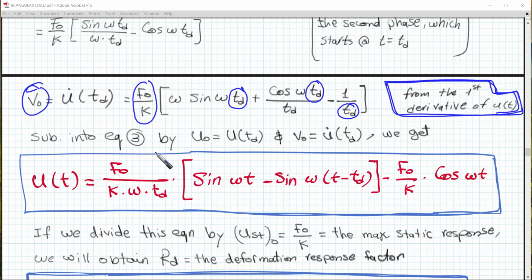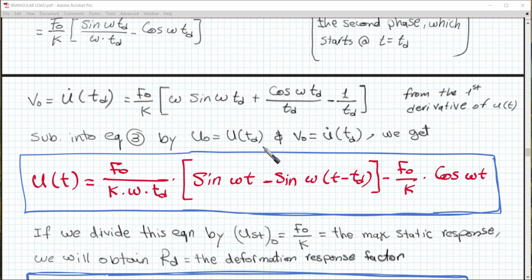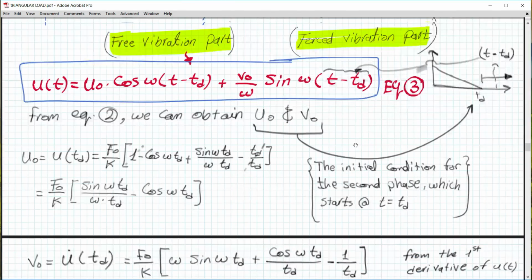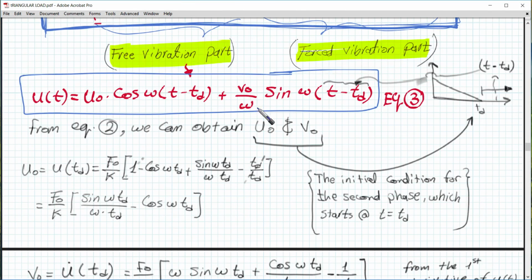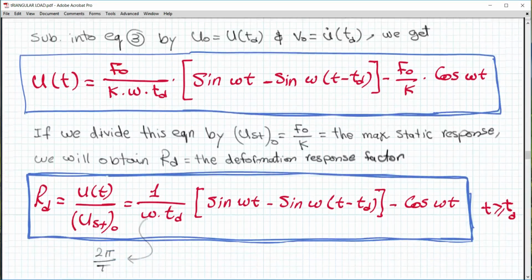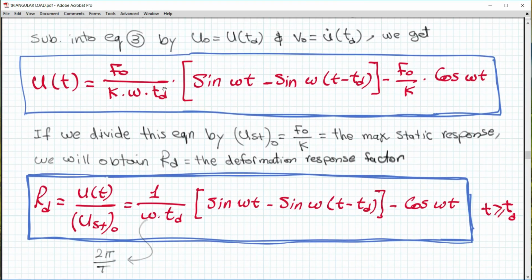Substitute in equation 3 by u node and v node. Now we have the values of u node and v node, right? Where is equation 3? This is equation 3. We have v node and u node here, and we know them. Then we're going to substitute in the equation. So we are going back here, and we're going to substitute.